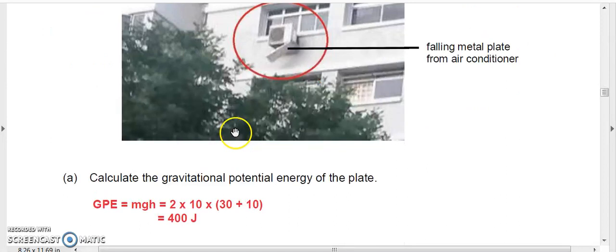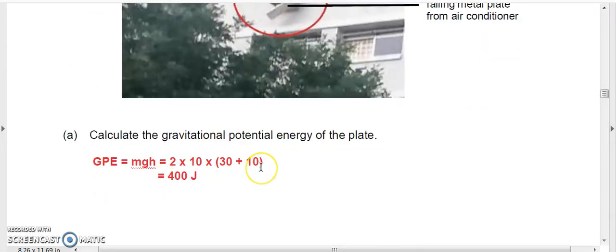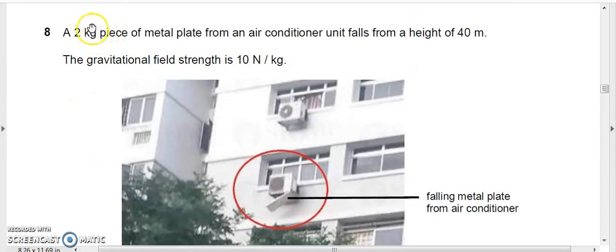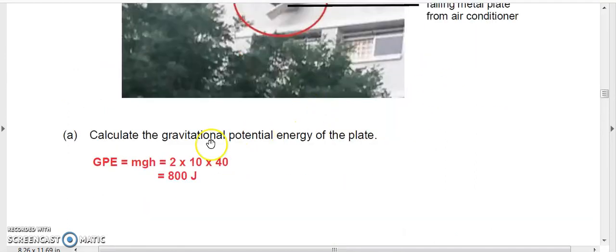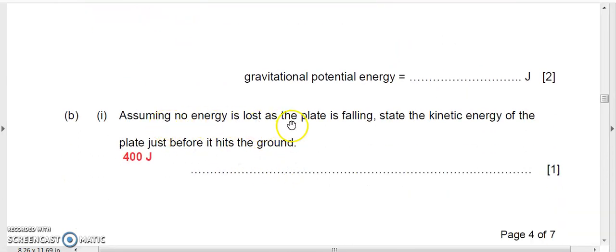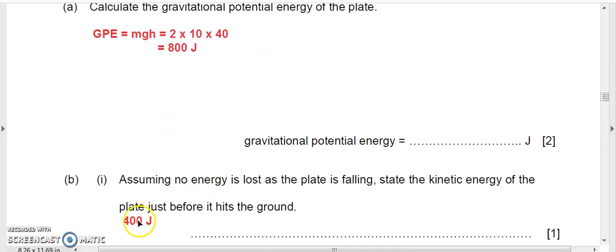Okay, question 8. That's pretty straightforward here. I think there's an error here. This one is just mgh, 2 times 40. So m is 2 kilograms, they're given here. G is 10, H is 40, so 2 times 10 times 40 gives you 800 joules. Part B, no energy is lost. What's the kinetic energy just before it hits the ground? This is conservation of energy, so it needs to be 800 joules as well.